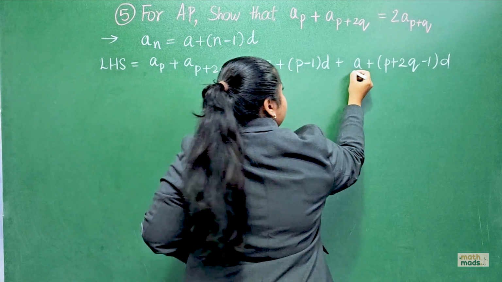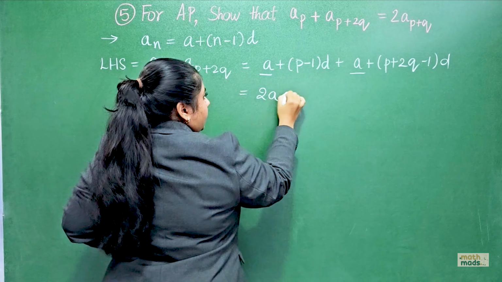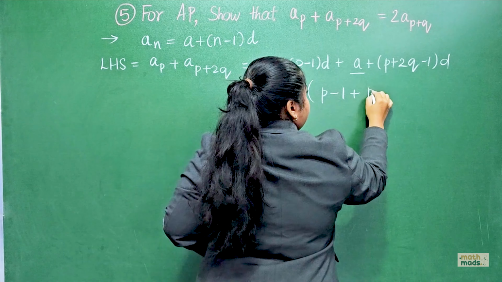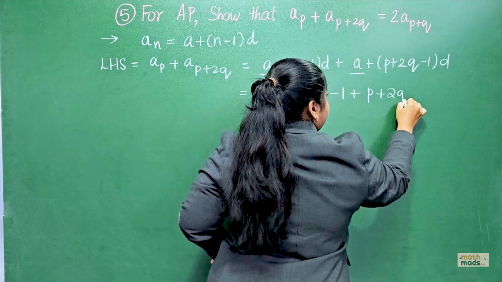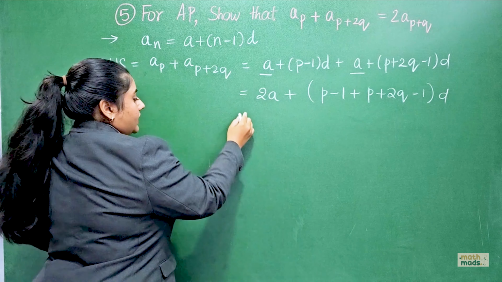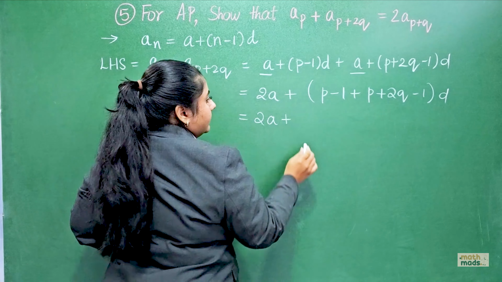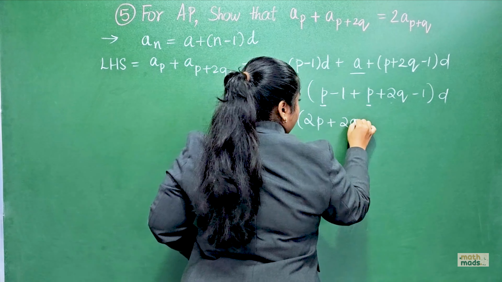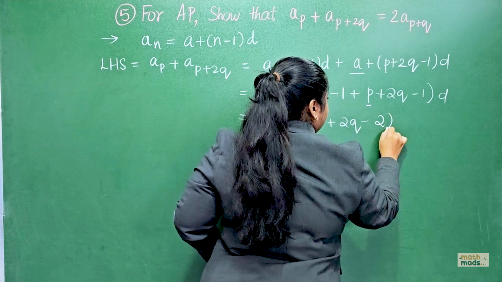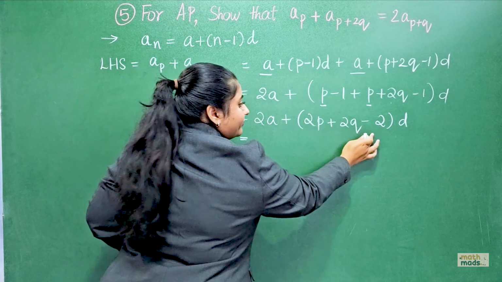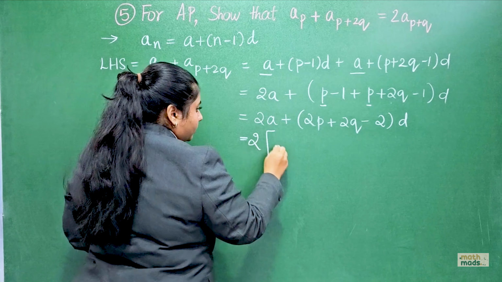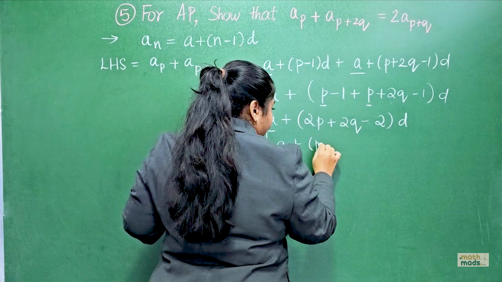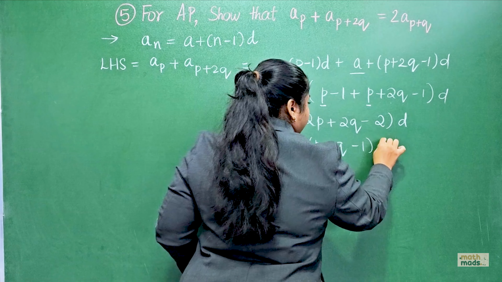Here I can take a plus a, I'll get 2a. Now if I take d common from these two, what will I get? P minus 1 plus p plus 2q minus 1 into d, that is common. Further 2a plus, here I can simplify inside the bracket, I'll get 2p plus 2q minus 2 into d. I can take 2 common from both the terms. What will I be left with? 2 into a plus, here I've taken 2 common, so I'll be left with p plus q minus 1 into d.